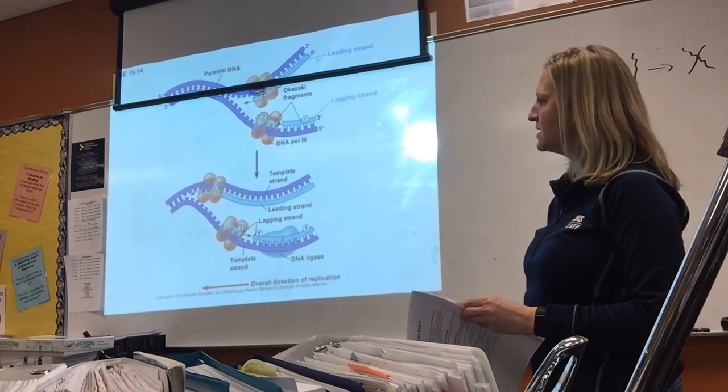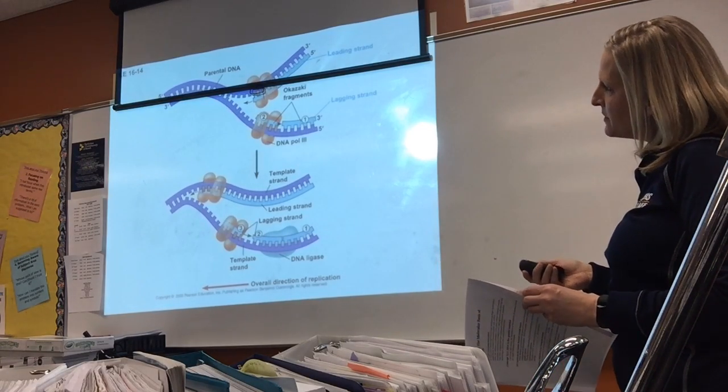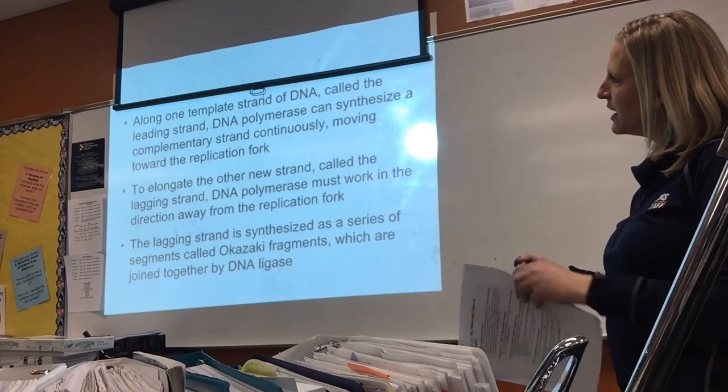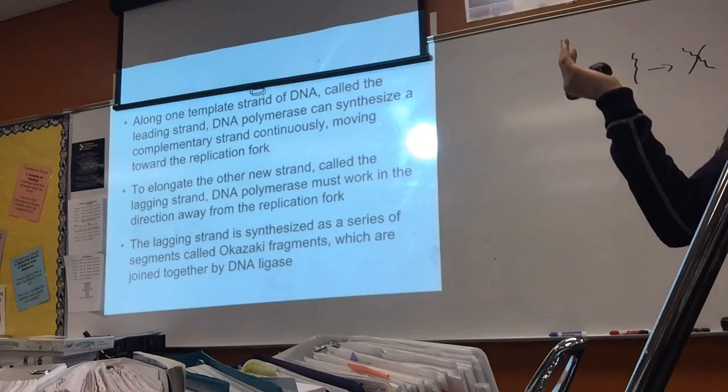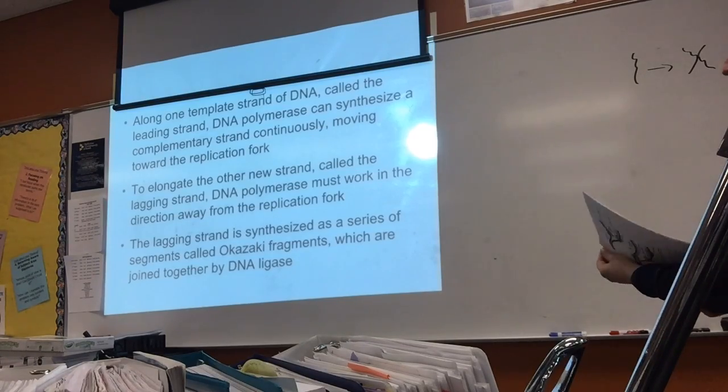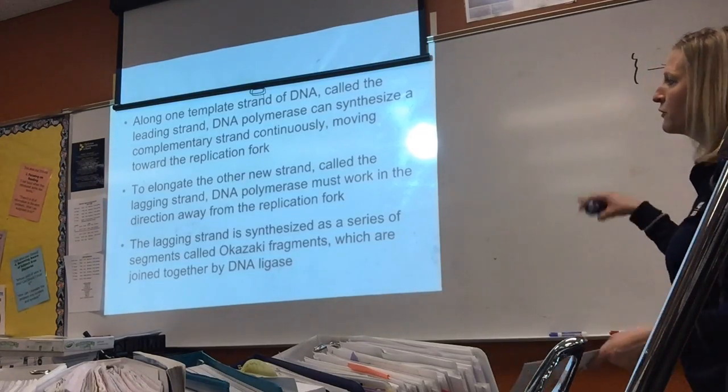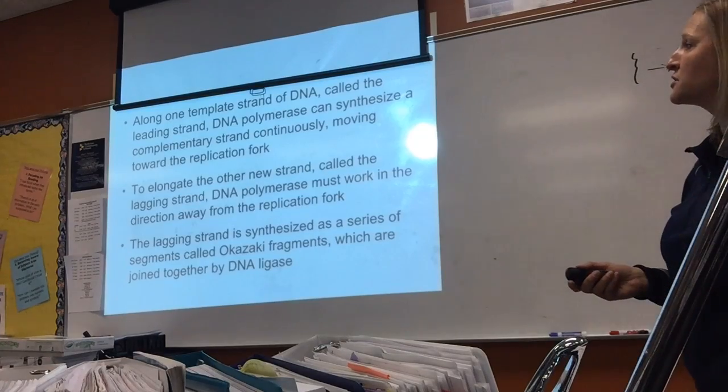It's going towards the replication fork, remember, which is where that Y shape is, so it's moving towards it. All right, and then the other strand, to elongate the other new strand called the lagging strand, DNA polymerase has to work in the direction away from the replication fork in order for it to be in the 5' to 3' direction.